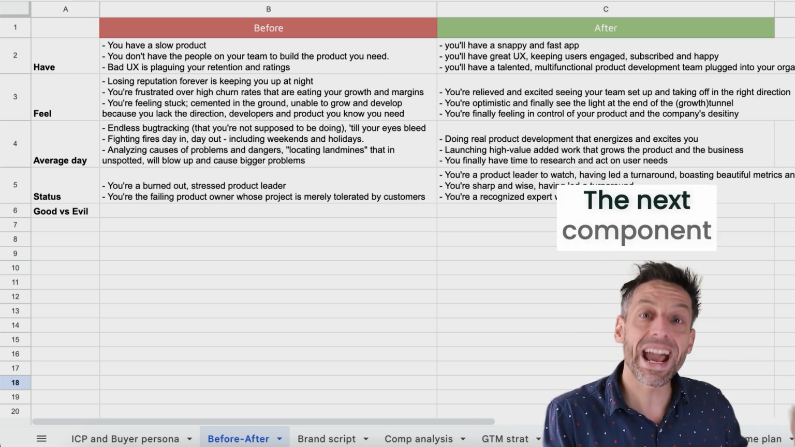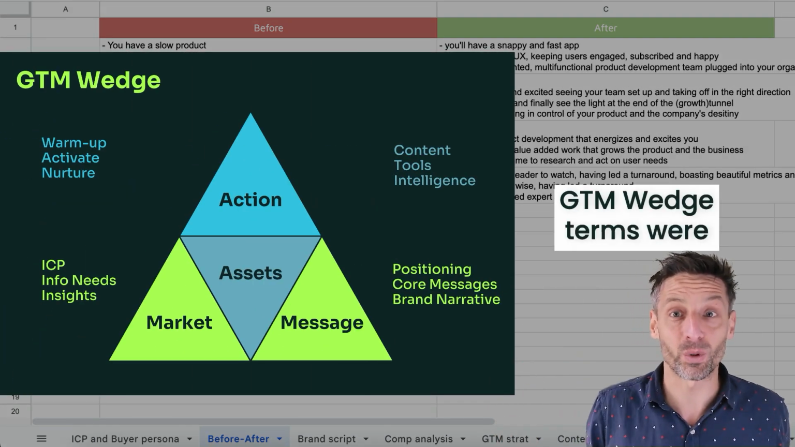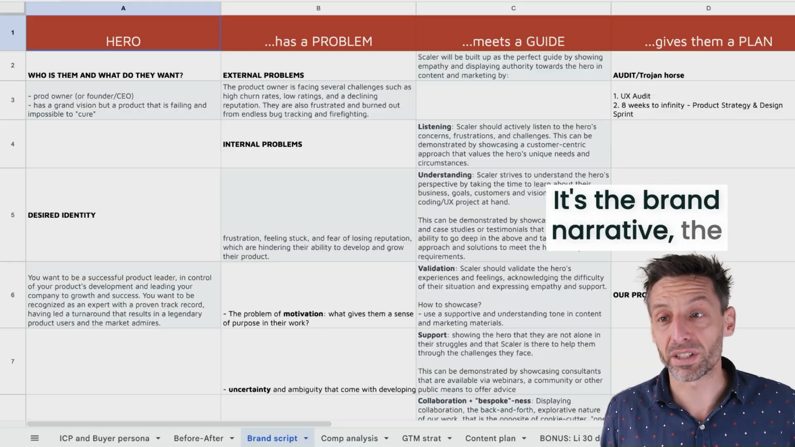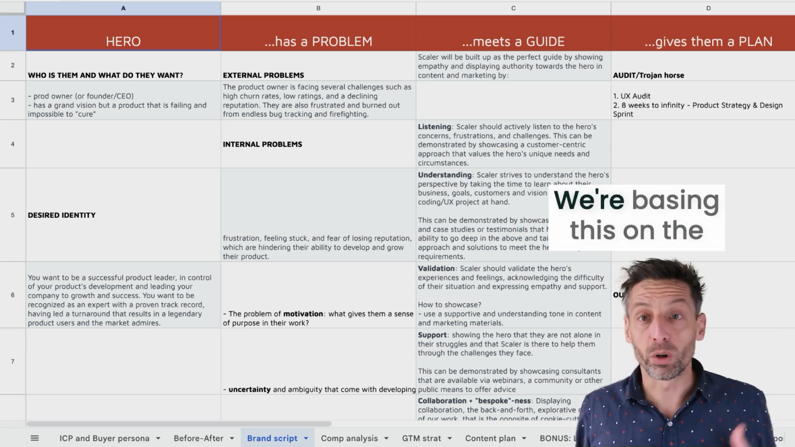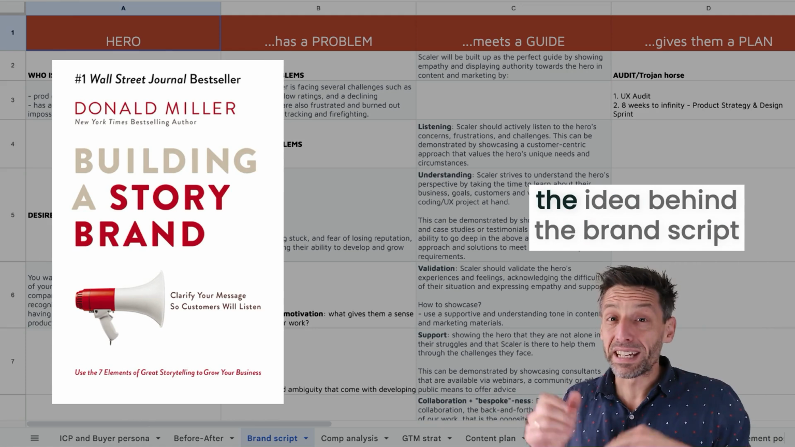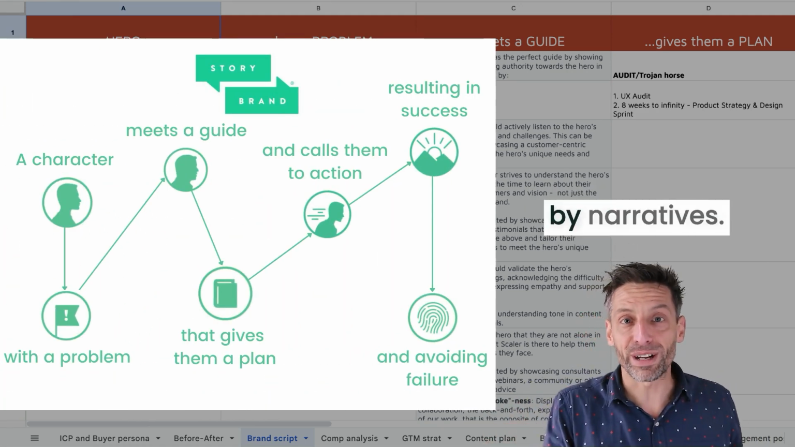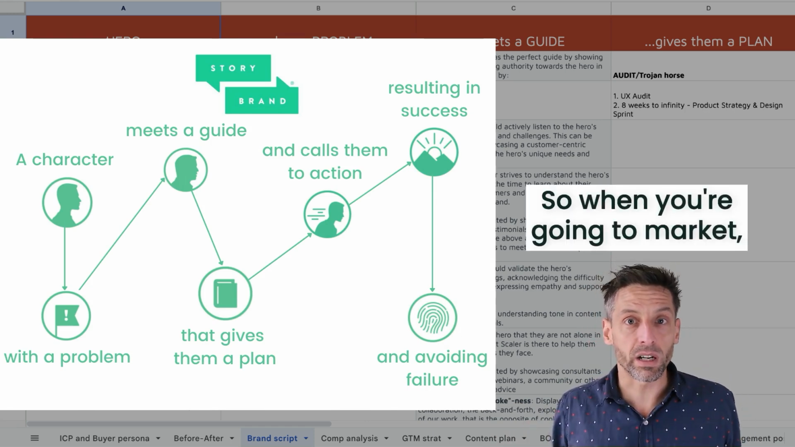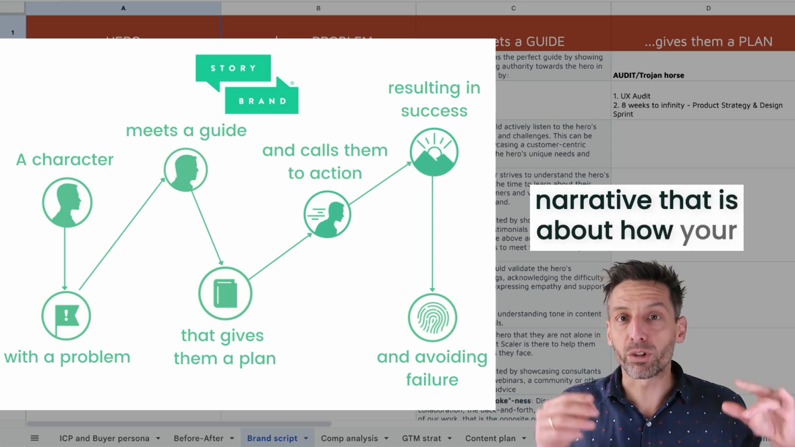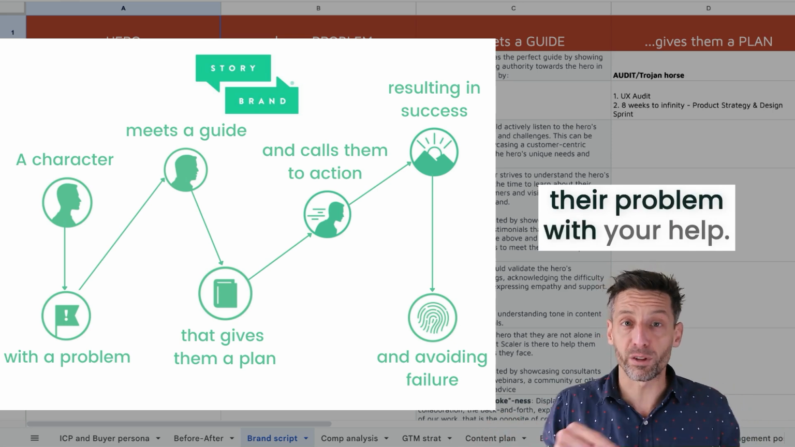Okay. Now, the next component of strategy, and in GTM wedge terms we're now on the message side, is the brand narrative, the brand script. And this is huge. We're basing this on the StoryBrand framework, if you're familiar with that. The idea behind the brand script is that people are drawn in by narratives. So when you're going to market, you are wise to construct a narrative about how your buyer, as a hero, is solving their problem with your help.